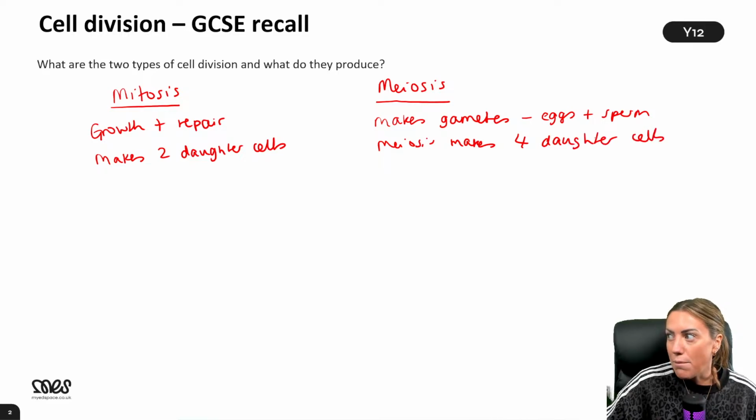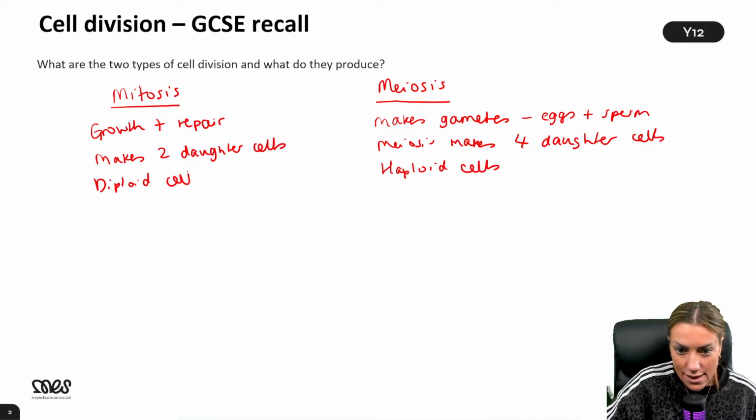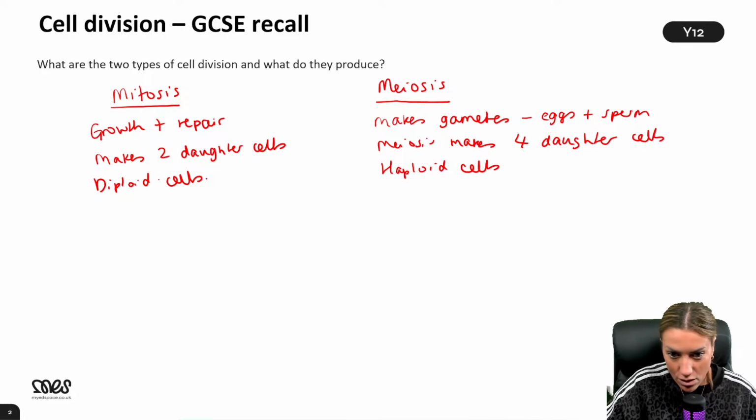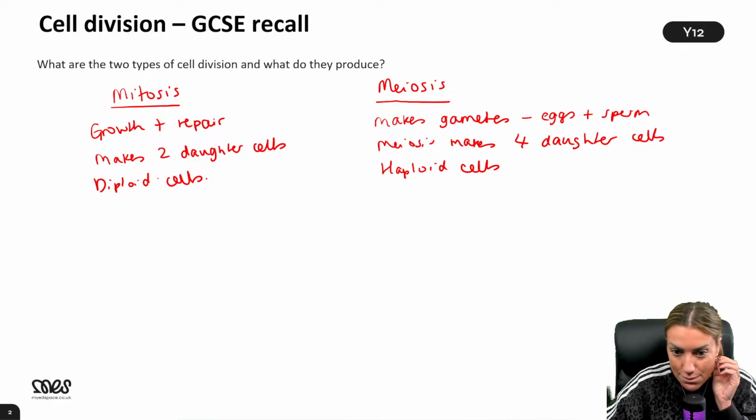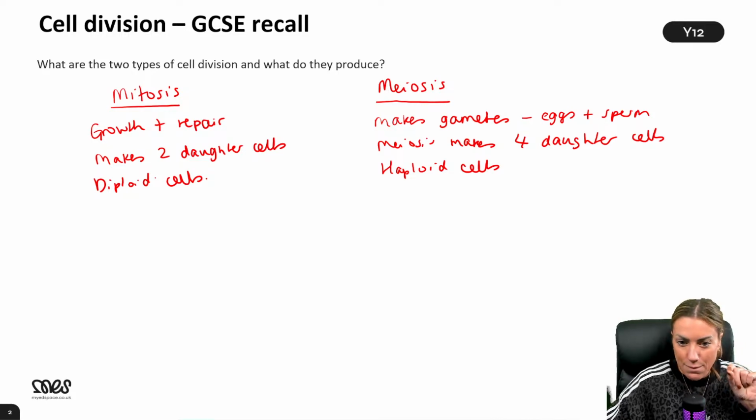Someone said as well that meiosis makes haploid cells. Yeah, and Kira says mitosis makes diploid cells. Good. Yeah, Akshar, mitosis produces the diploid cells, just to get it the right way around, whereas meiosis makes haploid cells. Can anyone remember what a haploid cell is compared to a diploid cell? What's the difference? Because we're saying mitosis makes diploid cells, meiosis makes haploid cells. What's the difference there? I feel like my voice is going today. I've got a bit of a sore throat coming on.